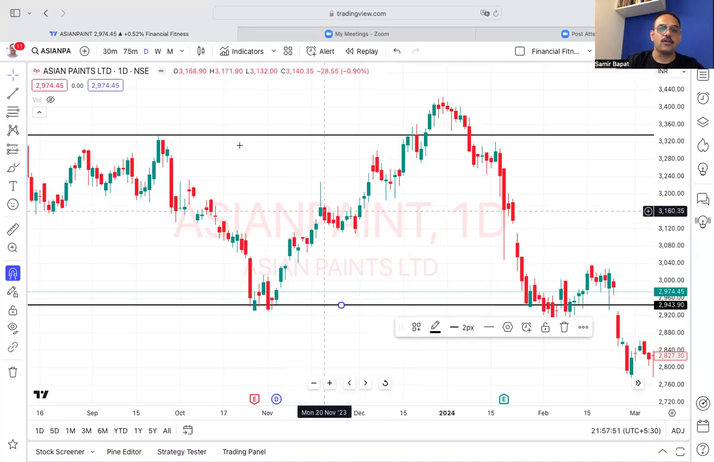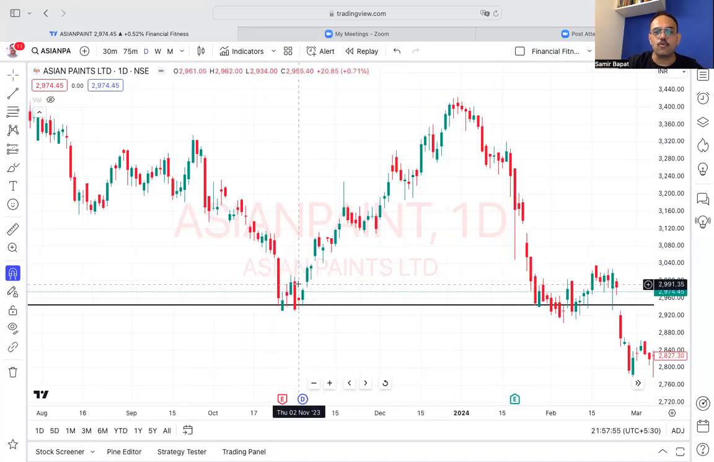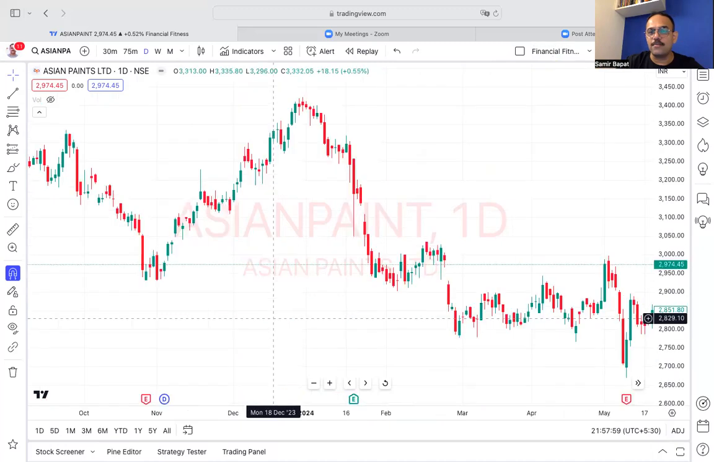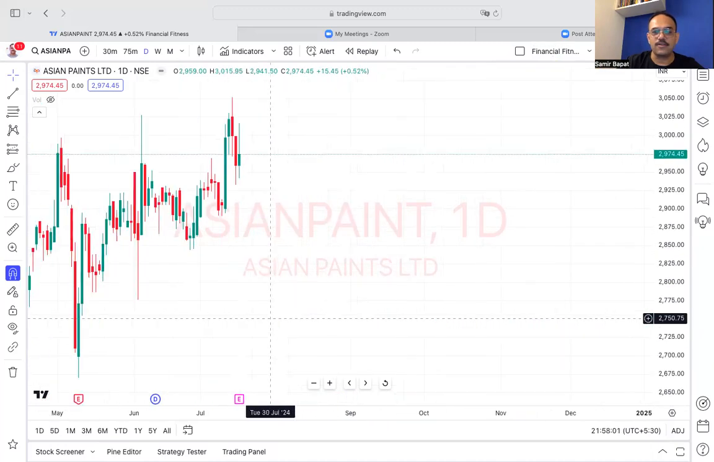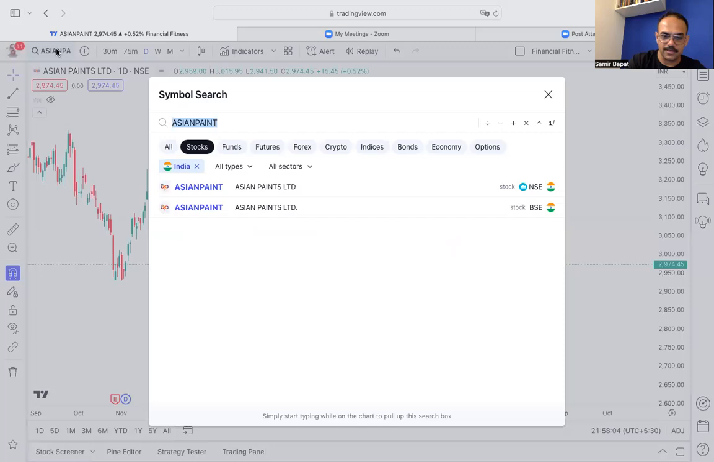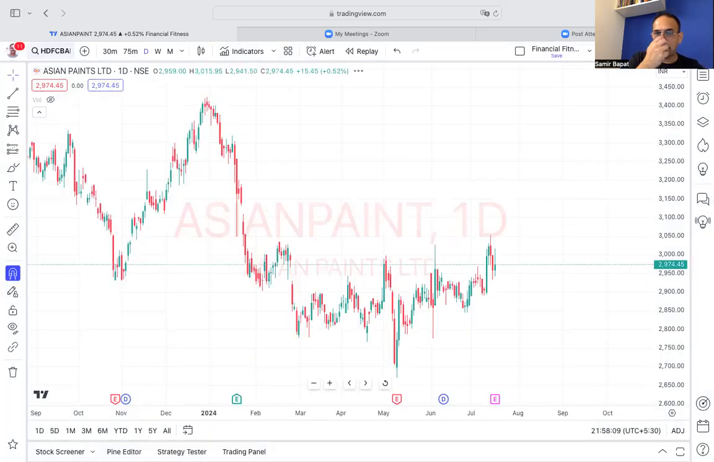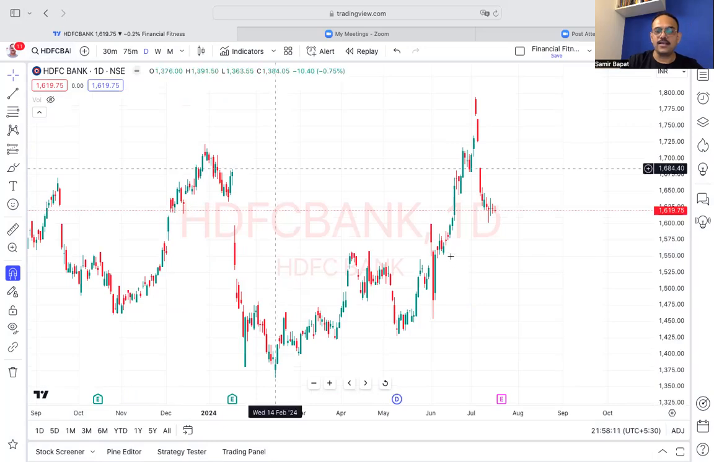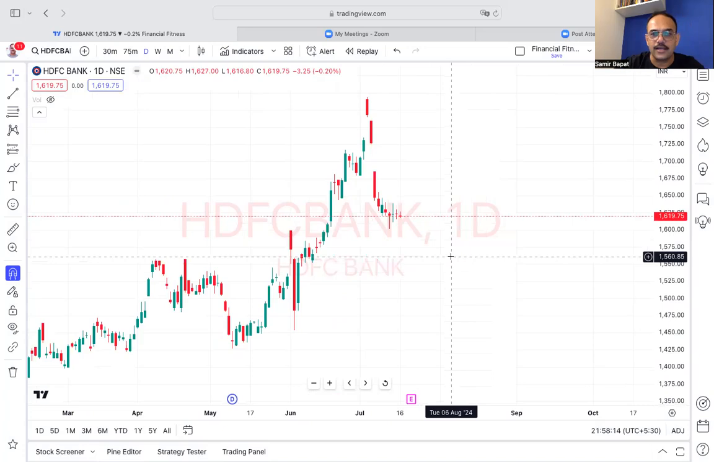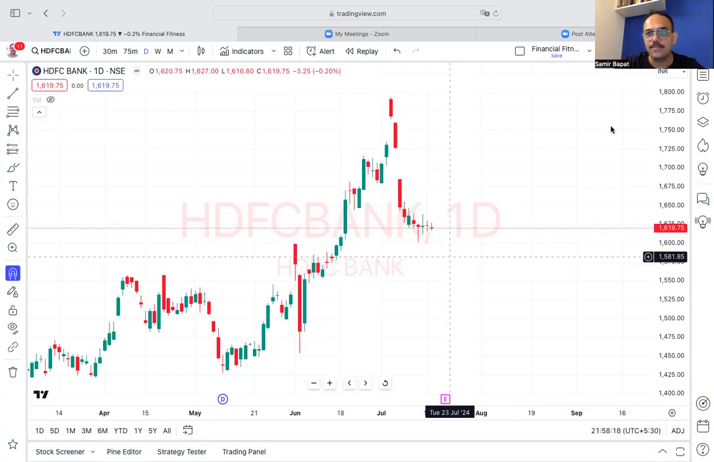Okay, so we have also understood the concept of support. Now, how to determine support? Let's say HDFC Bank. Let's see this HDFC Bank, it kept on falling here. This is the latest scenario for HDFC Bank.